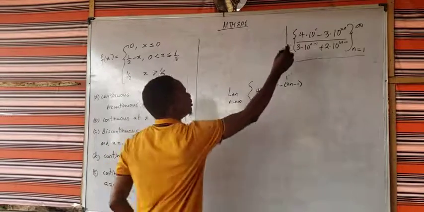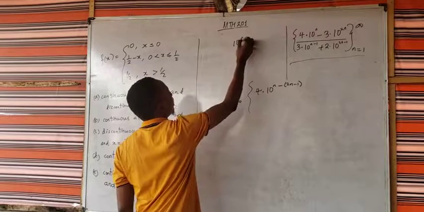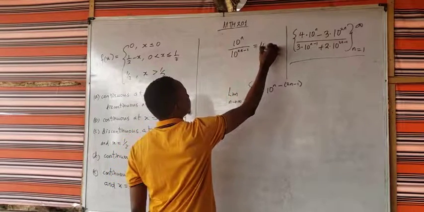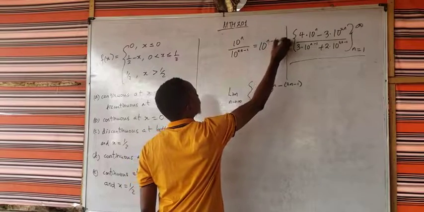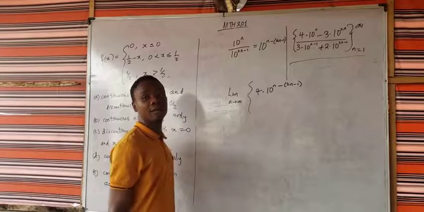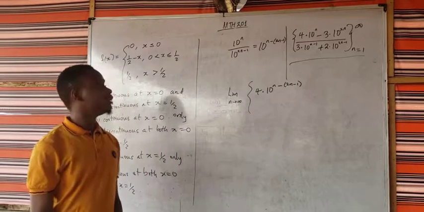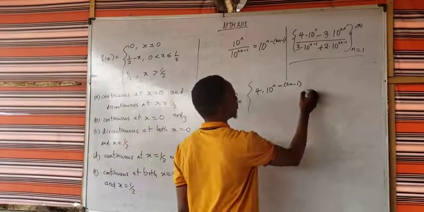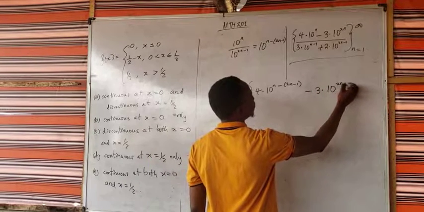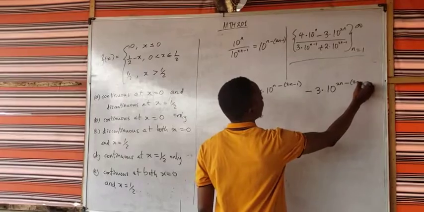In the denominator, this one will be 10 raised to the power n divided by 10 raised to the power 2n minus 1. That is 10 raised to the power n minus (2n minus 1). That's what I've written here. Continue. Okay, so the next one will now be minus 3 multiplied by 10 raised to the power 2n minus (2n minus 1).